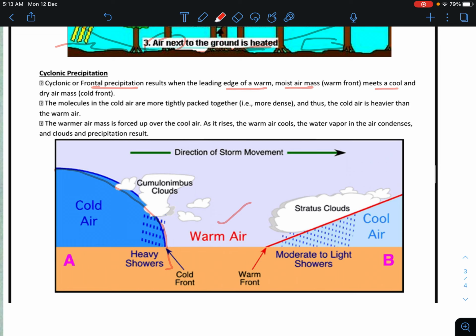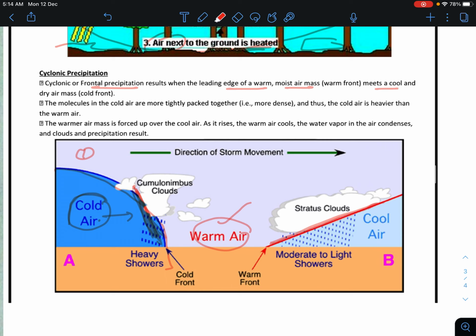If the cool air is more active, what is going to form? It will have a steep slope, as you can see here. But if the warm air is active, in this case it will have a gentle slope. You have to remember one point: if the cool air has more force, the front will have a steep slope, but if the warm air is more active, it will have a gentle slope.